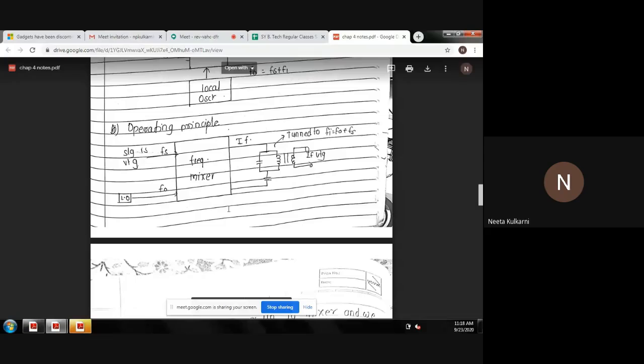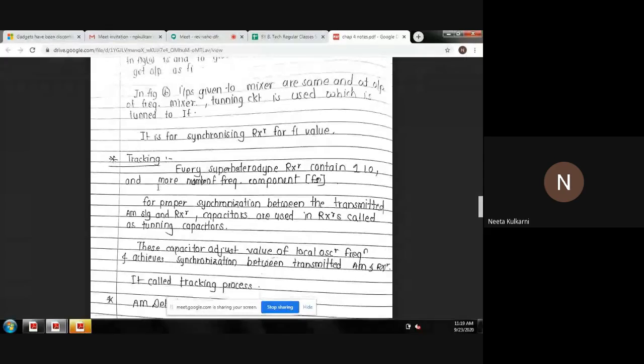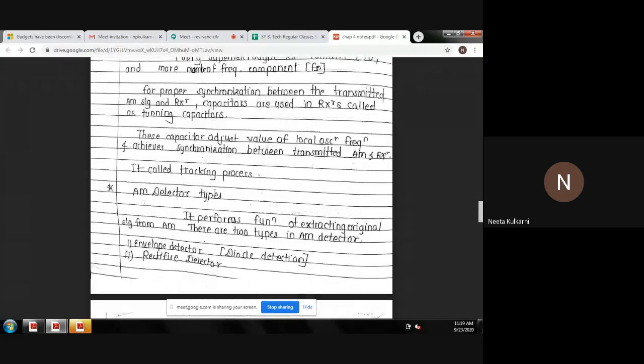Okay, so which type of mixer we have studied? कुठले type आहेत 2 mixerचे? Can you tell? What are the types of mixer? Frequency mixer and separately excited mixer. So out of that we have seen the frequency mixer. Okay, and then that tracking point we have considered. So tracking, it is nothing but it is set of capacitors used to tune the receiver with the transmitter. Okay, that is the tracking process.